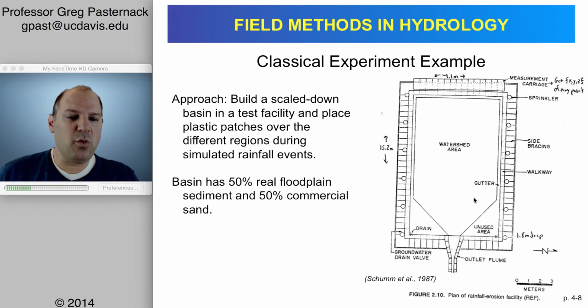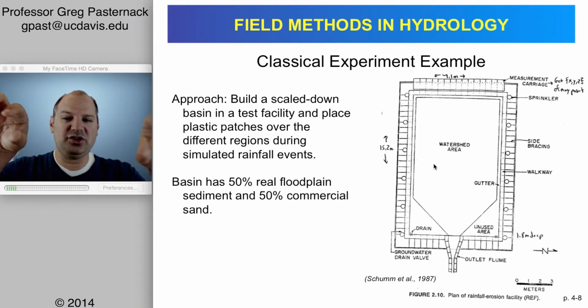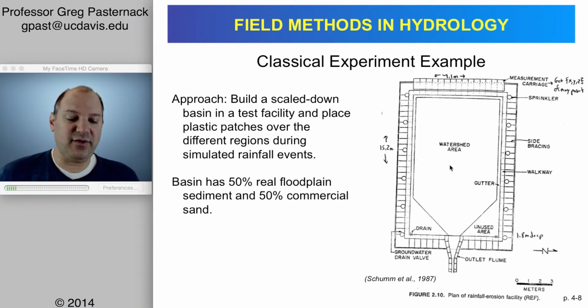So we have this large watershed area, and then water gets funneled to the outlet so they can see the onset of runoff and the amount of runoff that's taking place. There's also walkways, and then there's a giant rolling carriage that can roll all the way across here. It's like wheels on either end, and then it can just roll over the top, which is a very impressive thing to be able to make measurements. In terms of the sediment, it's a mix of 50% real sediment and 50% sand.